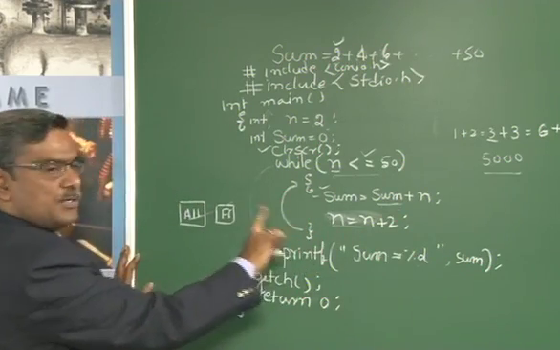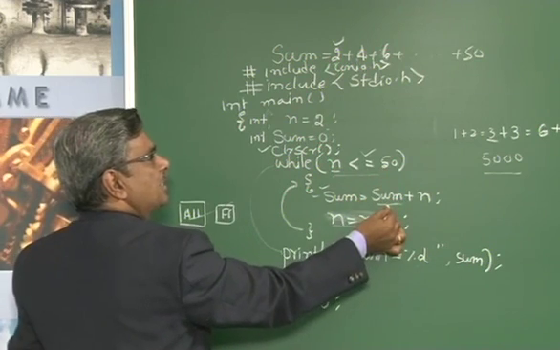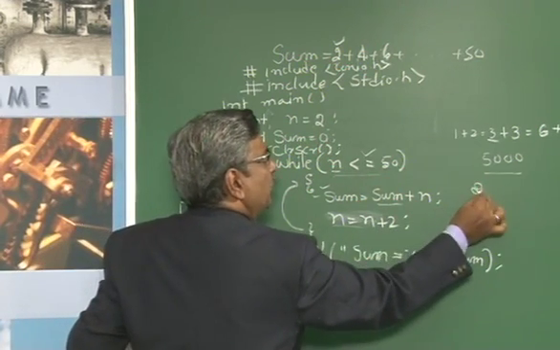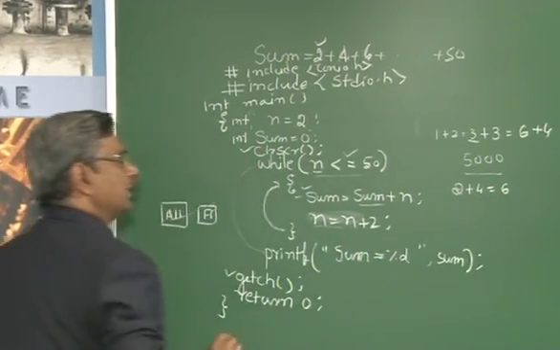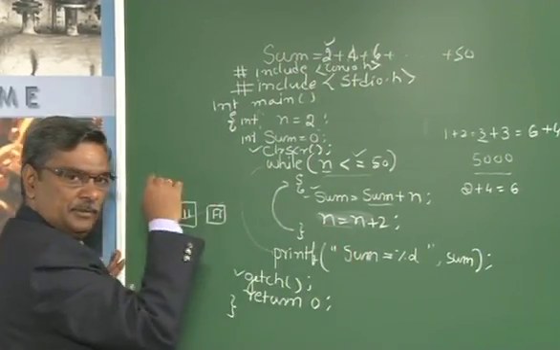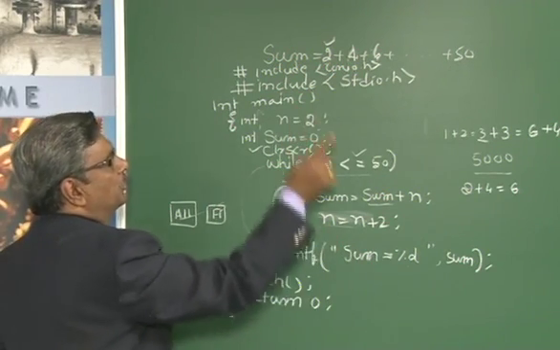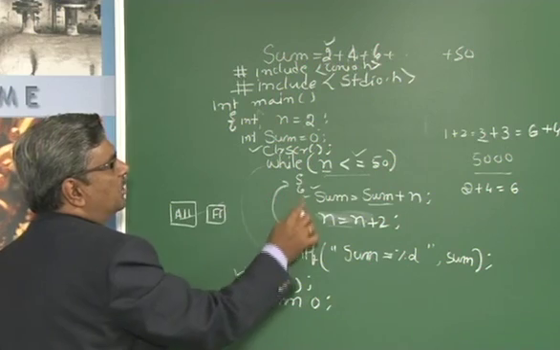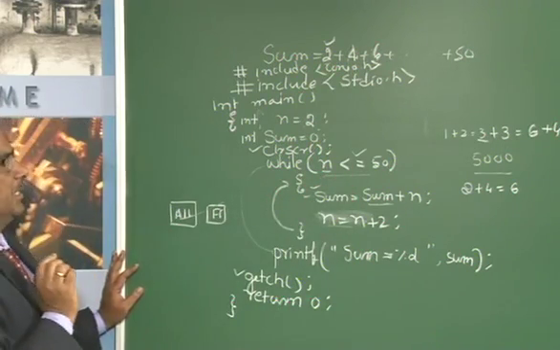Now, 2 becomes 4. Control goes back, 4 is less than 50, yes. So, whichever the previous value is there, 2 plus 4, 6, now you got the result. N becomes 6, previously it was 4, now it becomes 4 plus 2, 6. So, this process repeats until the n less than or equal to 50 condition fails.